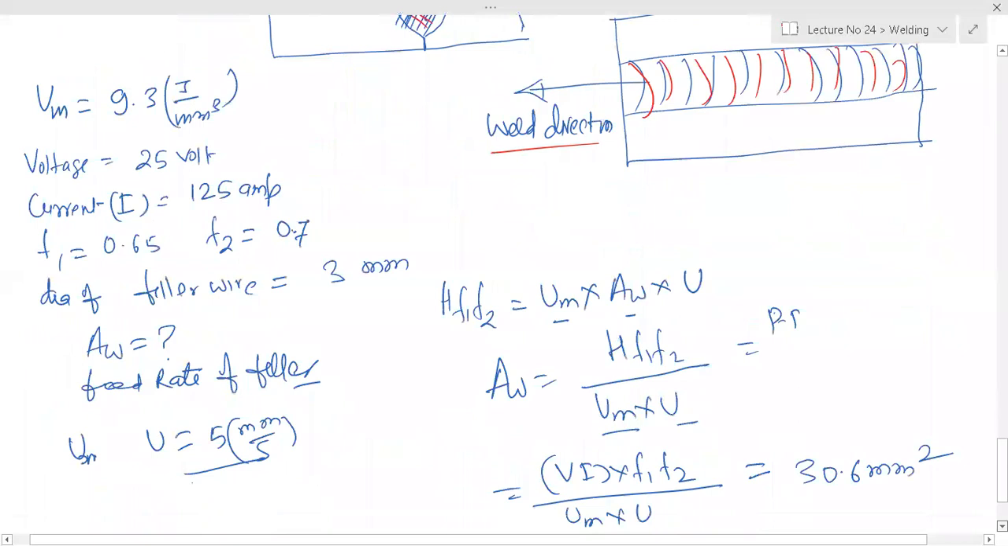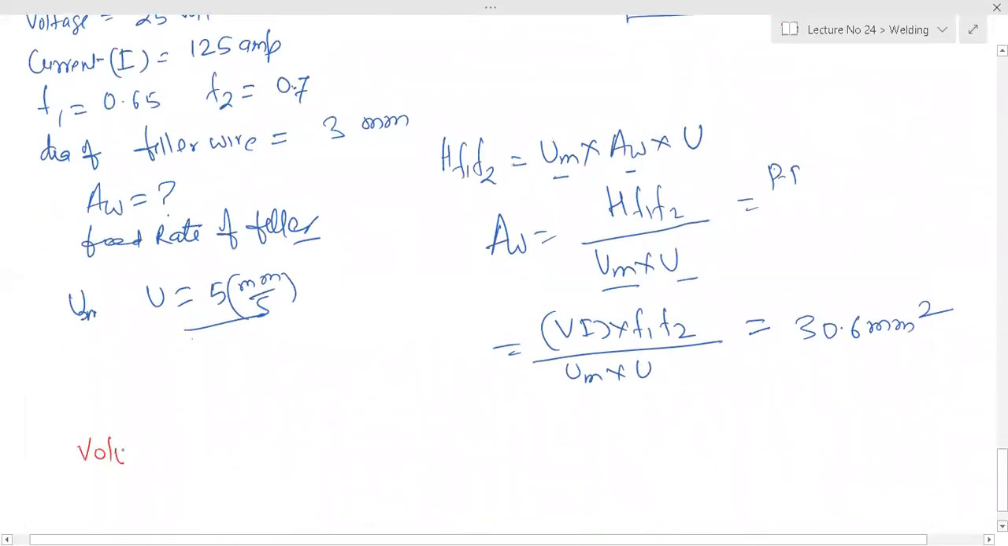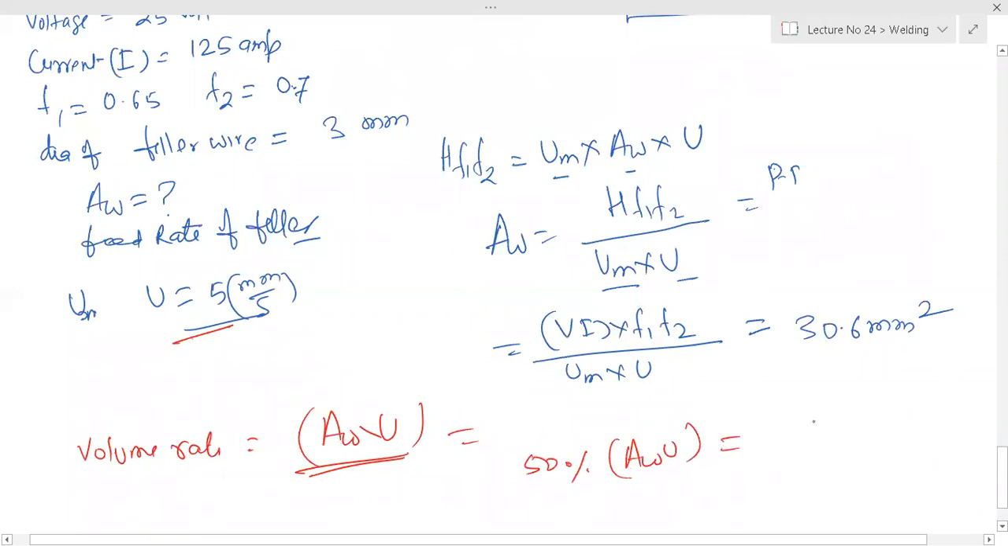Then what is the volume rate? Volume rate will be your AW into U, that is U, and again this is your full, that is your entire welding material that is to be welded. But in your problem it is mentioned that 50% of this deposition rate U of welding is your filler wire. Now, filler material deposition rate.